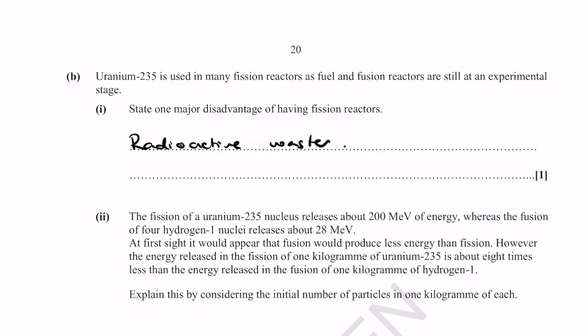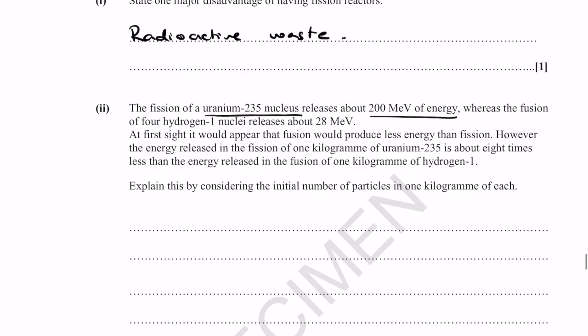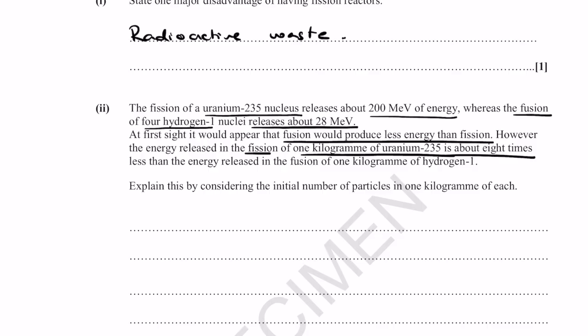Part II says the fission of a uranium-235 nucleus releases about 200 mega electron volts of energy, whereas the fusion of 4 hydrogen-1 nuclei releases only about 28 mega electron volts of energy. At first sight, it would appear that fusion would produce less energy than fission. However, the energy released in fission of 1 kilo of uranium is about 8 times less than the energy released in fusion of 1 kilogram of hydrogen-1. Explain this by considering the initial number of particles in 1 kilo of each.